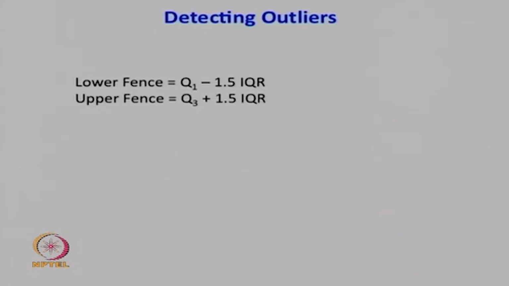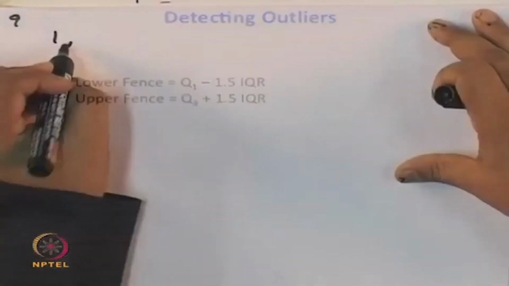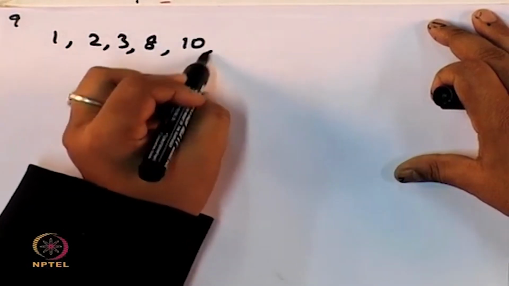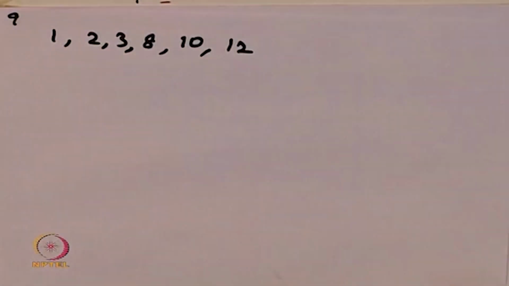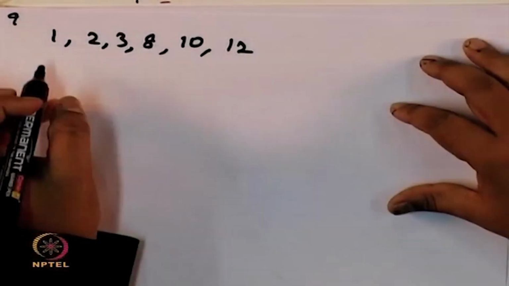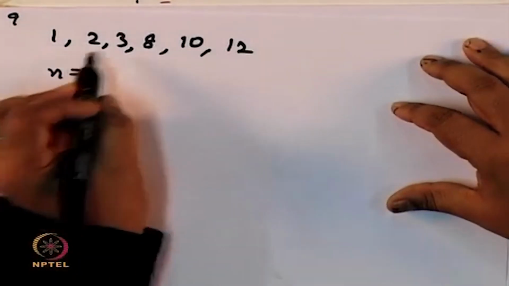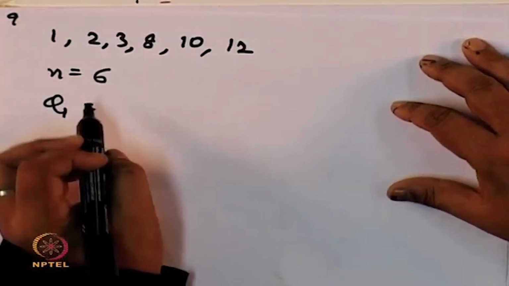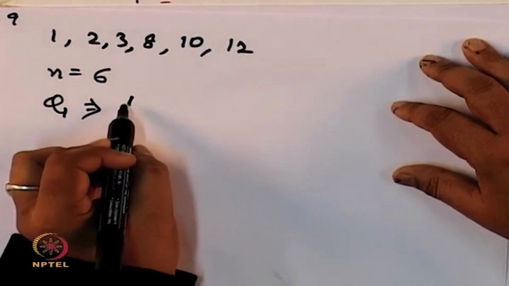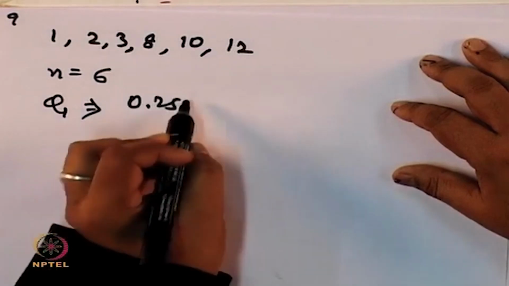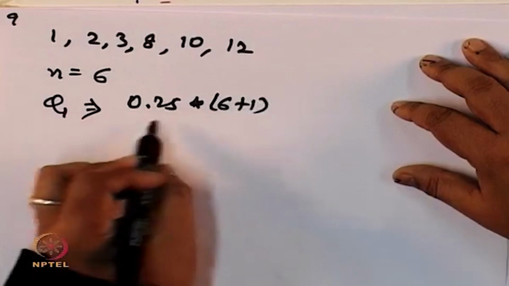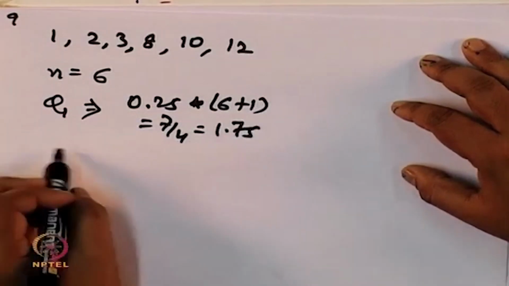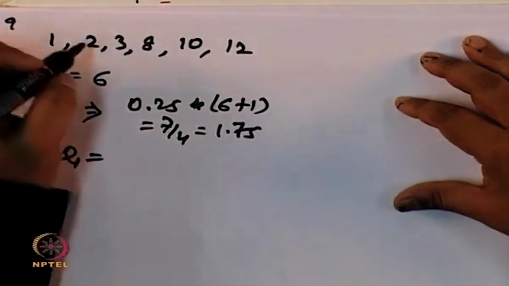So let us take a sample data set: 1, 2, 3, 8, 10, 12. This is your data set, right. So your n is equal to 6. Your Q1 is at position 0.25 times (6 plus 1), which is 7 by 4, equal to 1.75. So my Q1 is at position 1.75.